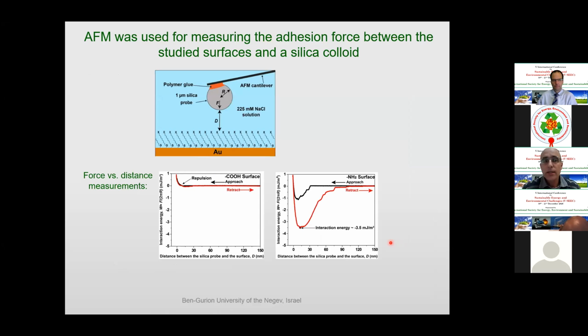Next, we use the AFM to measure the interaction forces between silica colloid and the different surfaces with alkylthiol groups, as you can see here. So the interaction forces can indicate the adherence or the attraction, and therefore we can learn about the potential precipitation.